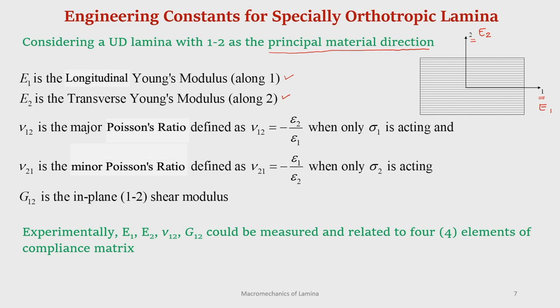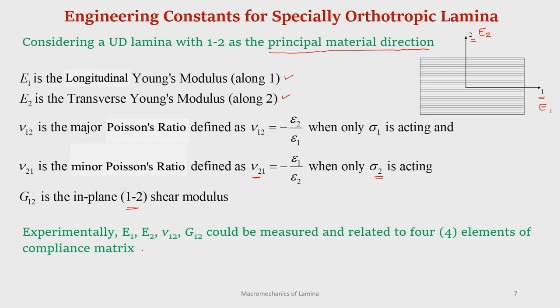Nu 21 is the minor Poisson's ratio, defined as the ratio of the strain along 1 to the strain along 2 when only stress is applied along direction 2. And G12 is the in plane shear modulus.